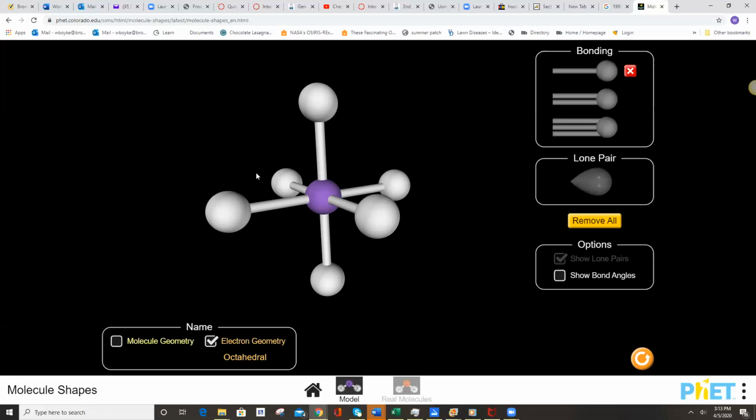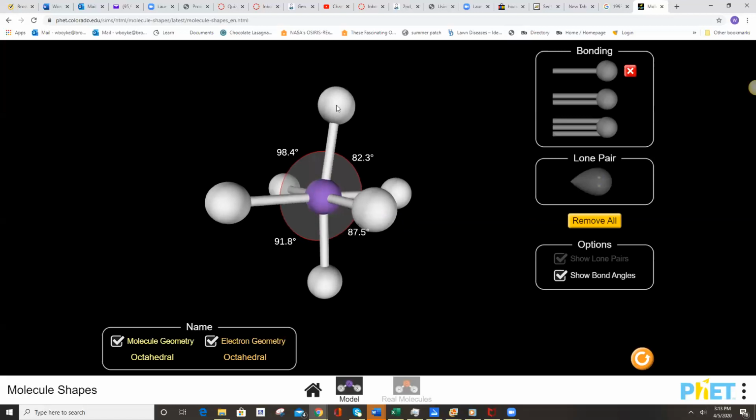So being there's no lone pairs, as we've seen before, when you have no lone pairs on that central atom, your molecular geometry must match your electron pair geometry. So if I go ahead and show that, we're looking at an octahedral molecular geometry again. In terms of looking at the bond angles, we already said what the bond angles are.